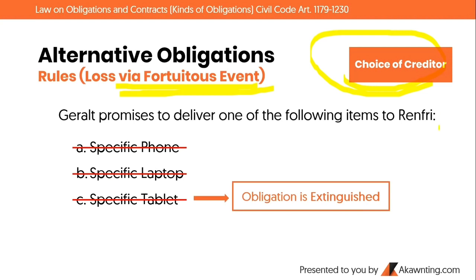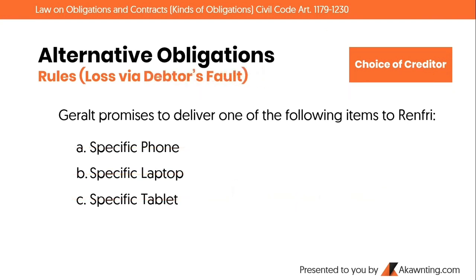Okay? The rule is the same kapag ang reason of loss is via fortuitous event. Okay? So dito na tayo magkakaroon ng pagkakaiba. What if the loss is due to the debtor's fault? Okay. So, what if letter A is lost, the specific phone? The choice of the creditor, okay, will remain to be ilan? Ilan na magiging choices natin? Dalawa na lang ba? No.